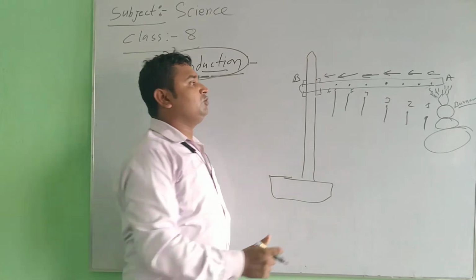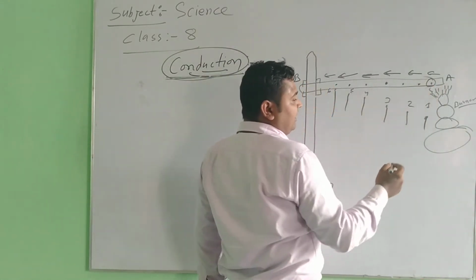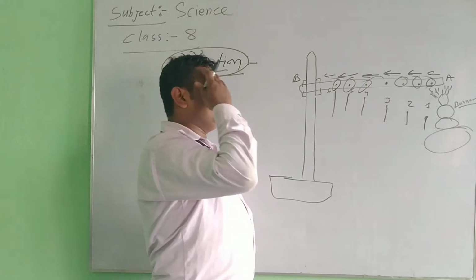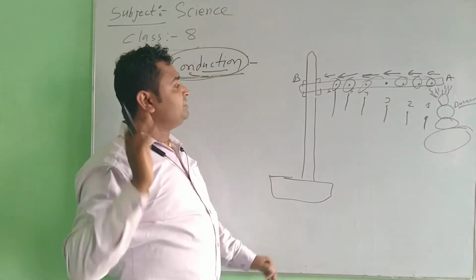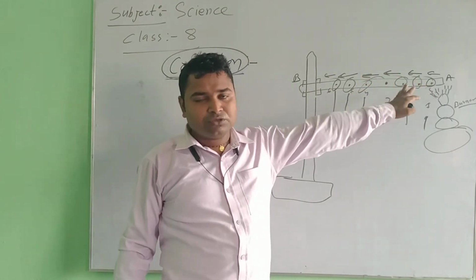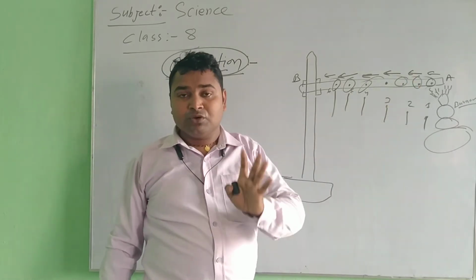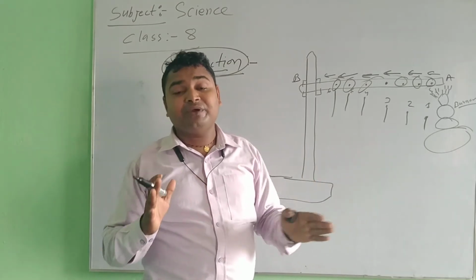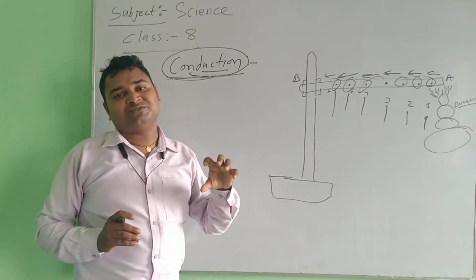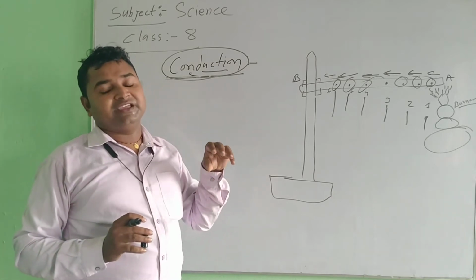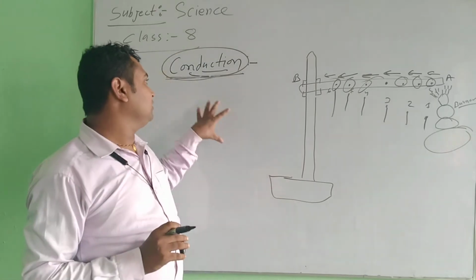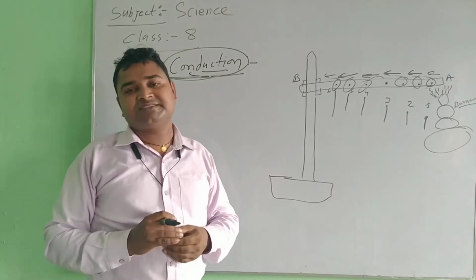So first of all, the part near the heat will be heated and it will fall down. Second, third, fourth, fifth, and last the sixth pin will fall down. In this way, is there any physical movement of the molecules? No. There is no physical movement of the molecules. They are only vibrating against each other, and when they vibrate, the heat is transferred. So conduction is the process of transmission of heat, or the flow of heat energy, from one point to another point without any actual movement of molecules. That is called conduction.